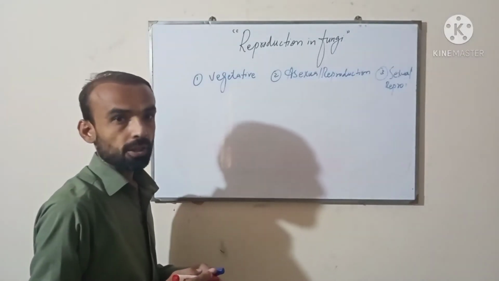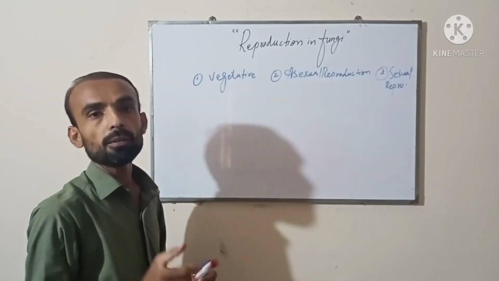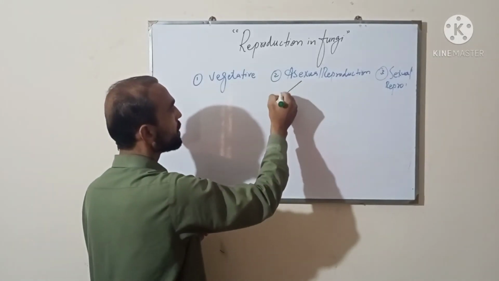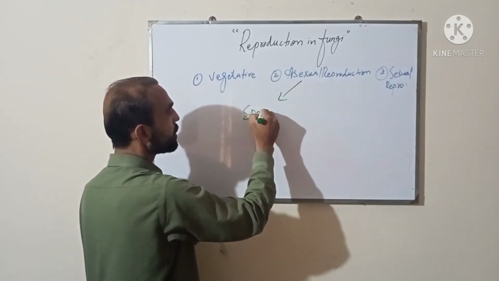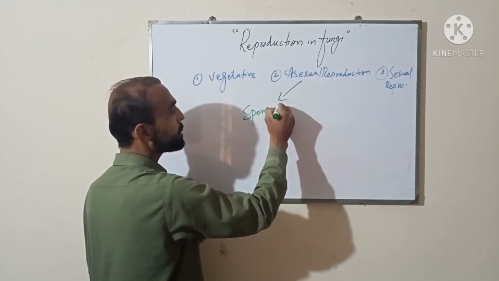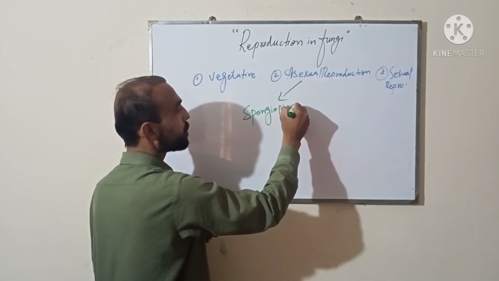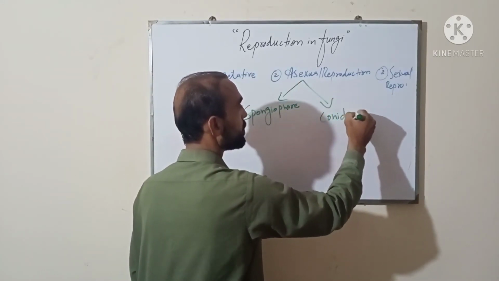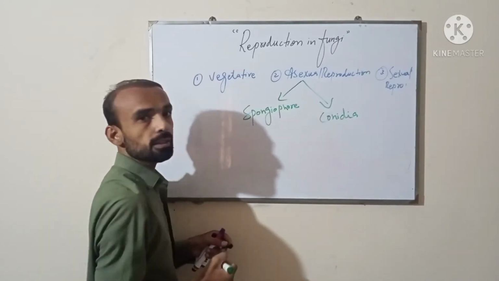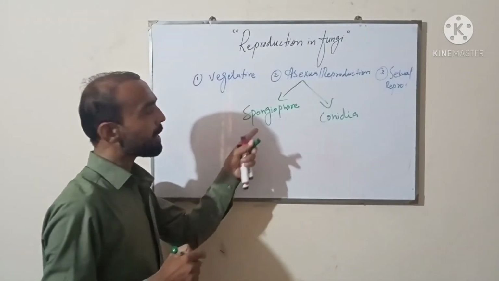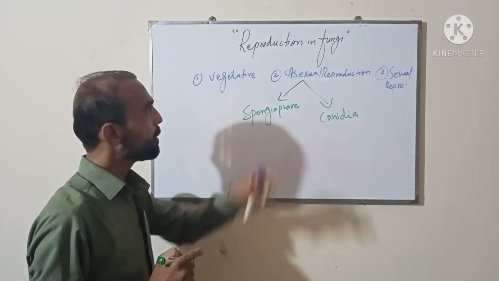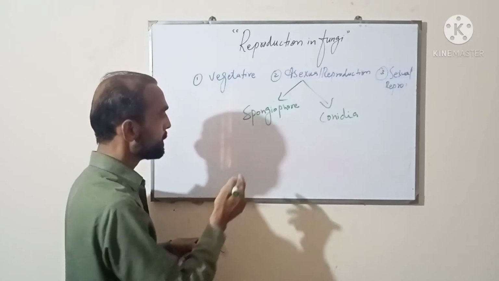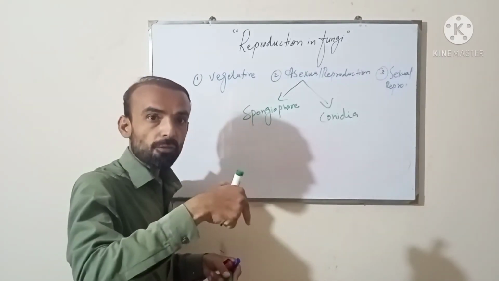Now asexual reproduction is also of two types: sporangiophore and conidia. What happens during a sporangiophore? In sporangiophore, fungi will produce spores, but inside of sporangia.